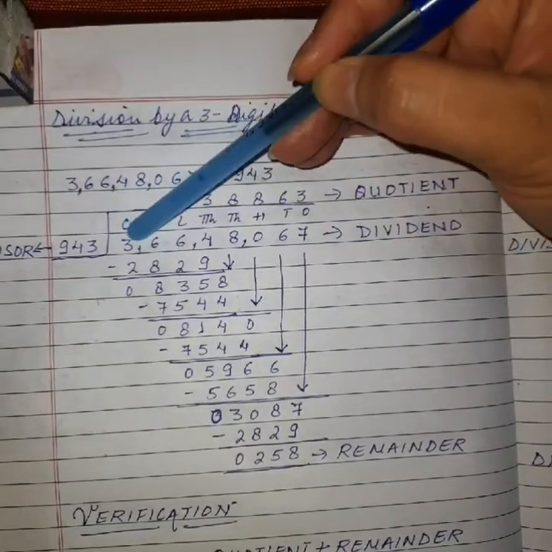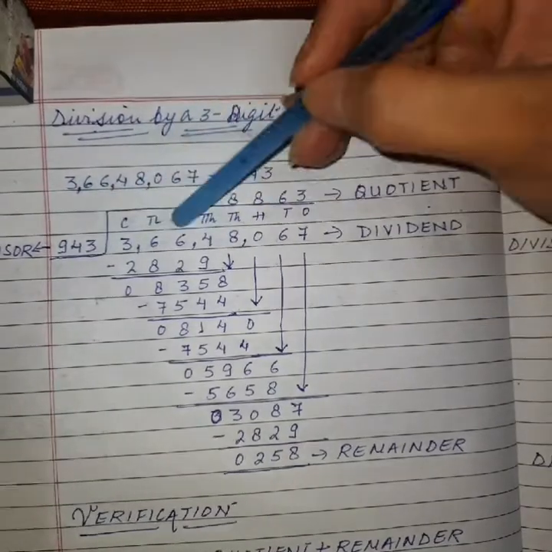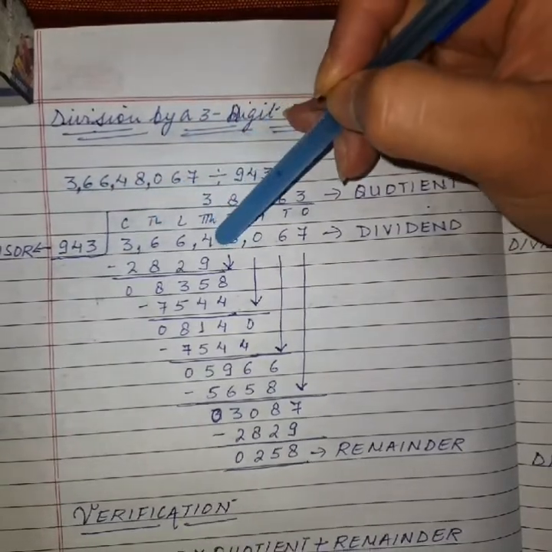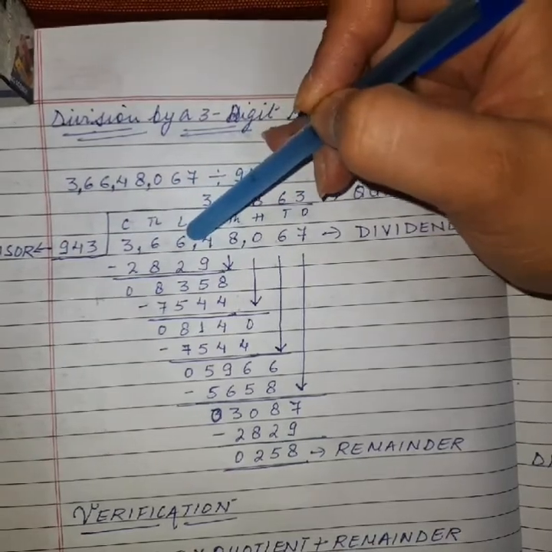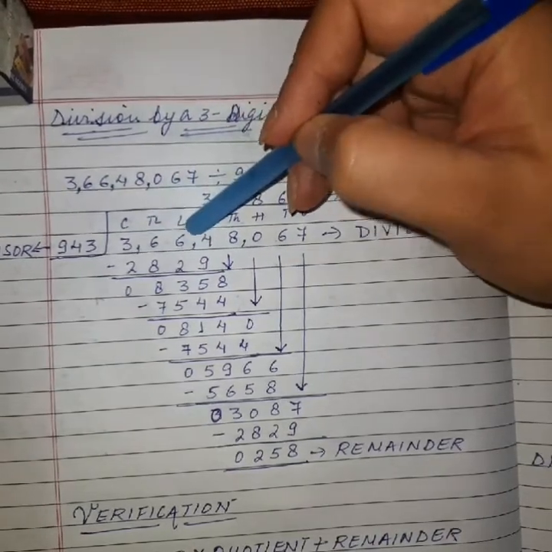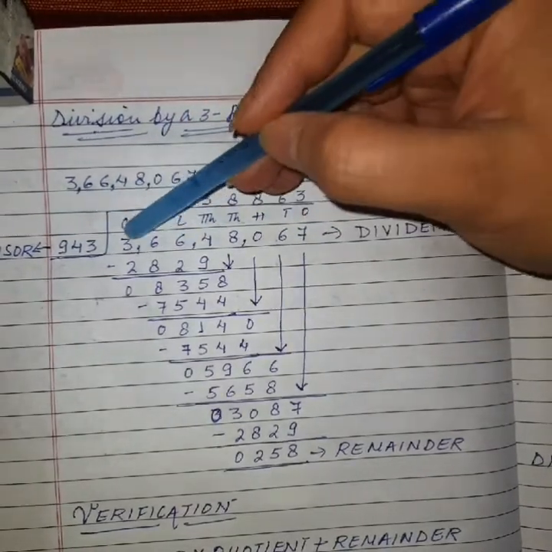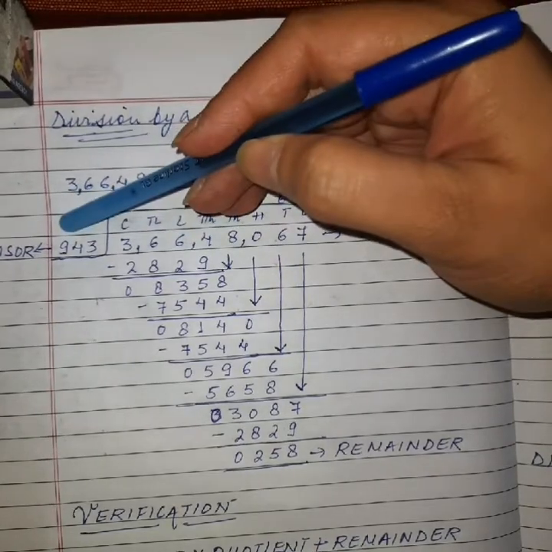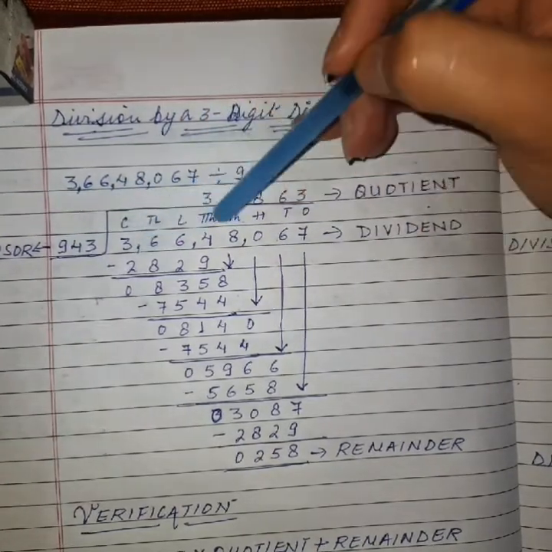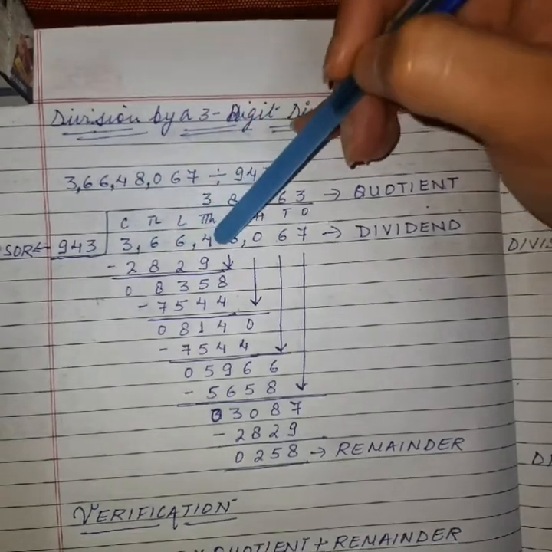First digit 3. The divisor, 943, is of 3 digits. That means we have to take at least 4 digits, or if the first 3 digits are more than our divisor, then we can take that. But here the first 3 digits, that makes 366, is less than our divisor 943. So we'll take the first 4 digits, that is 3664.